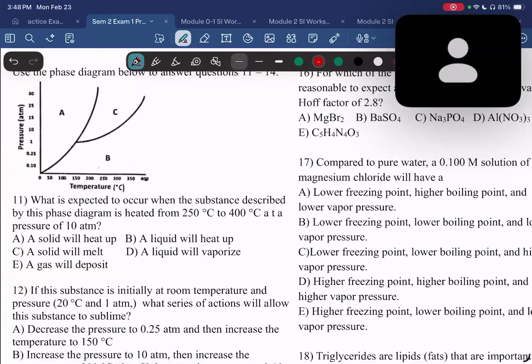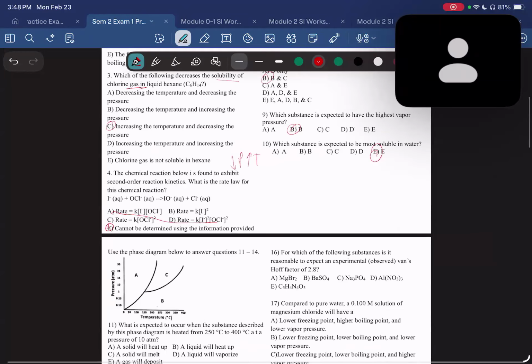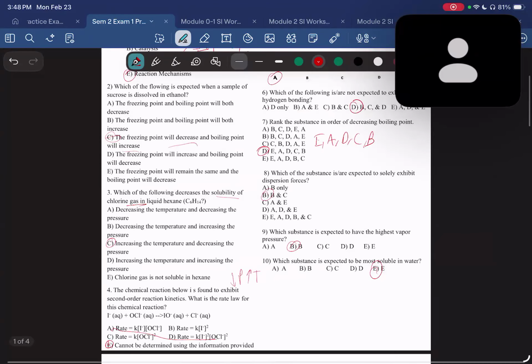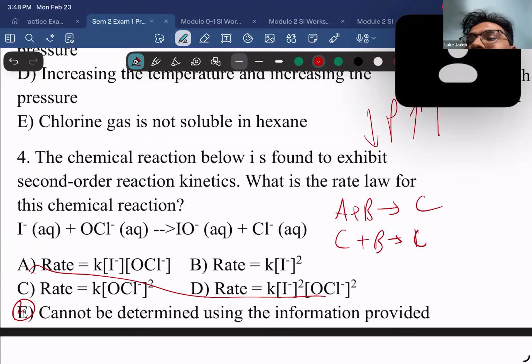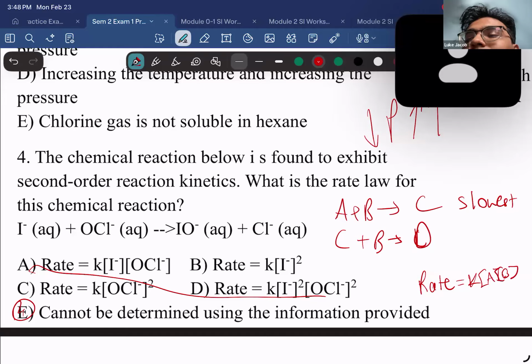Could you go over why four was can't be determined? Yeah, sure. There are two ways to figure out the rate law. One is through the reaction mechanism, which is the steps. So like C plus B equals D, right? This is a reaction mechanism, and we see that this is the slowest step. So then we can figure out that the rate law would be rate equals k[A][B]. That's one way to figure it out, by the reaction mechanism and knowing it's the slowest step.